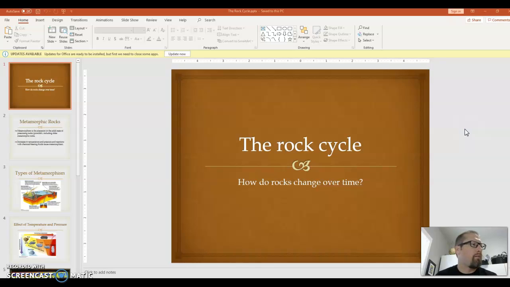It's a pretty common activity, but in lieu of that, not being able to do that, we're going to do yet another gizmo. So the gizmo that goes along with this, obviously, is the rock cycle. I think it gets at the same point that you can get to with the actual dice activity.